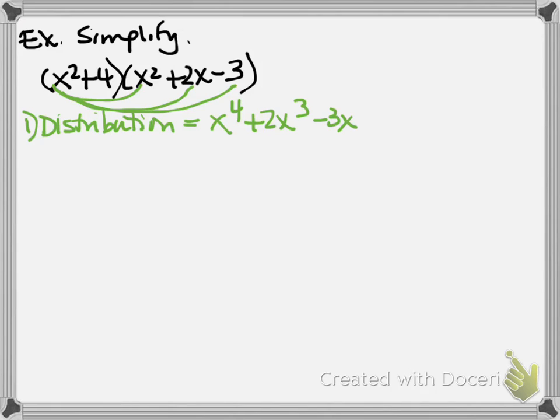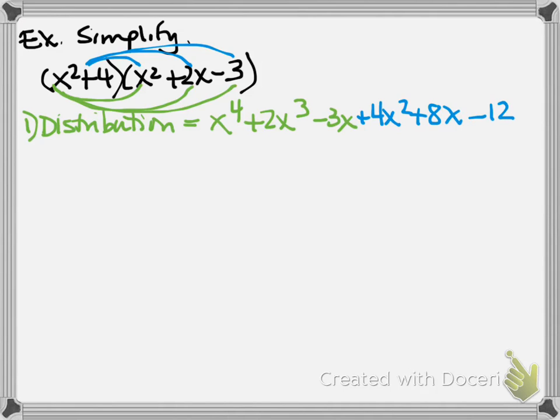I'm done multiplying by him, so now I'm going to multiply everything in the second polynomial by the positive 4. Positive 4 times x squared is positive 4x squared. Positive 4 times 2x is positive 8x. Positive 4 times negative 3 is negative 12. And then my job is to look for like terms.